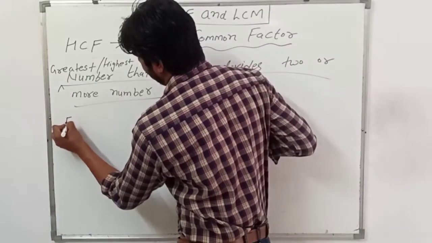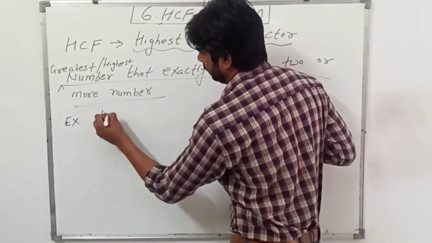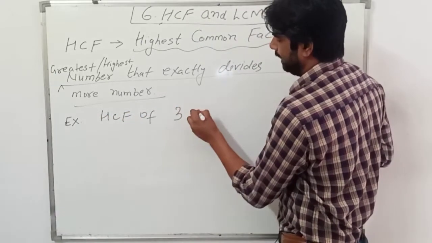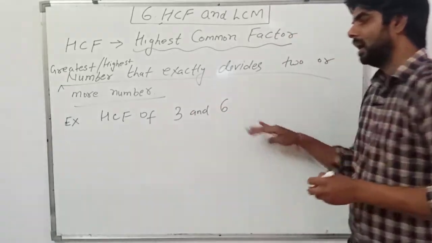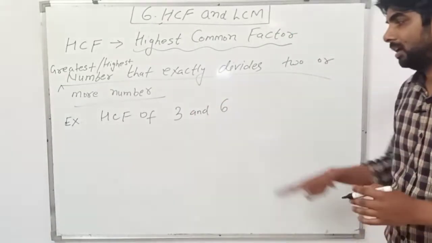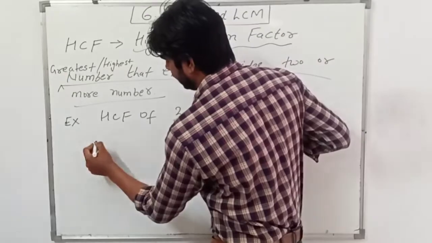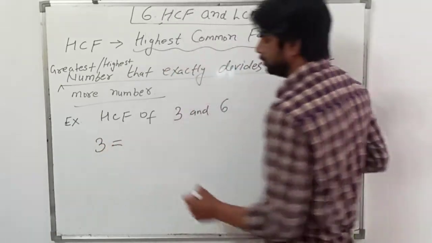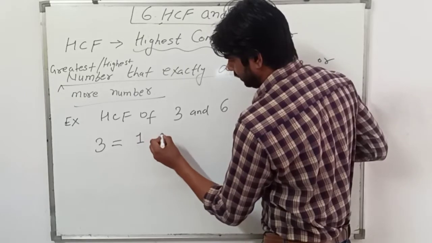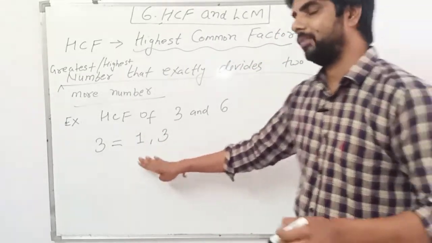We have already learned how to find out factors. Suppose we have to find out HCF of 3 and 6. Okay, we have to find highest common factors of 3 and 6. So we have already learned how to find out factors of 3 and 6. So we know the factors of 3 are, so 3 is divisible by 1 and 3 is also divisible by 3. Okay, it is a prime number, that means it is divisible by 1 and 3.